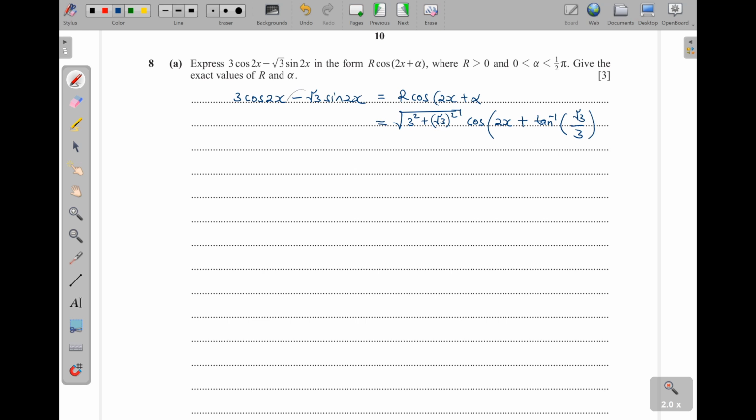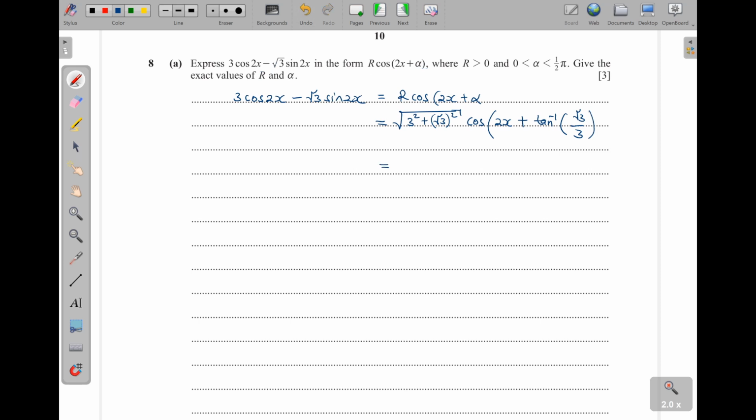Forget about this sign here because it is catered for in the expansion of this one here, because we know that for compound angles of cosine, cos of a plus b is the same as cos a cos b minus sine a sine b. So there is a minus here for this plus here, so it is catered for. You don't put that negative there.